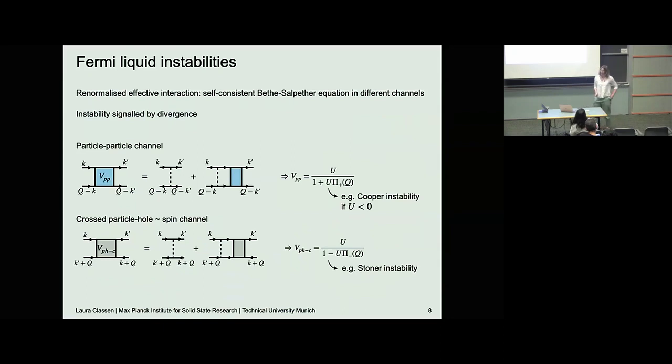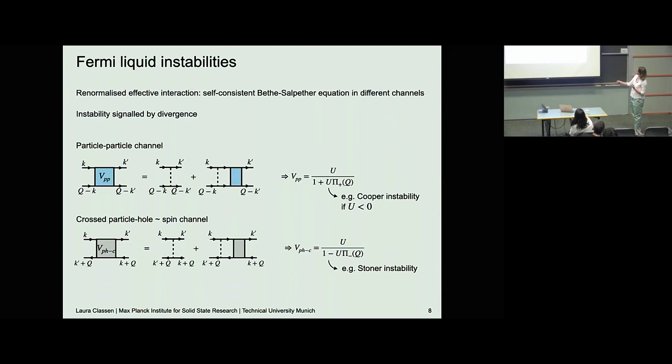But basically, one way you can get such a Fermi-liquid instability is you look at the renormalized effective interaction in your system. So the interaction the particles really feel due to multiple scattering processes in a many-body system. If that has a divergence, it means there's an instability in your system. It's complicated to calculate that effective interaction, but maybe the simplest way is to look into different channels separately, and that would give you self-consistent Bethe-Salpeter equations.